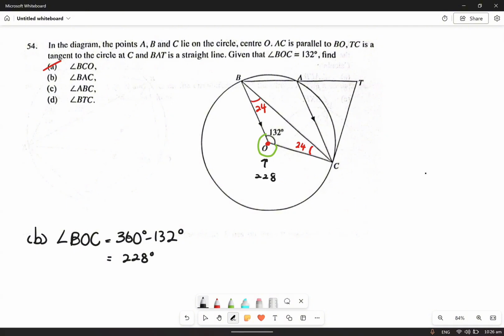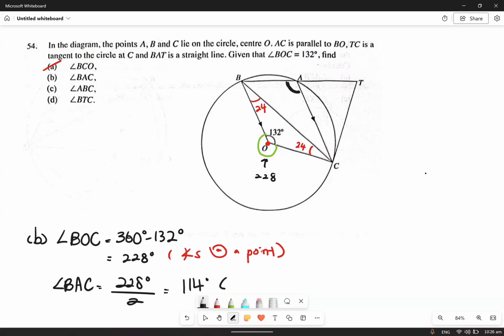What we want to do is find out what this part over here is, which is what the question wants us to find, BAC. Make sense? 228 degrees, you divide by 2. Oh, wait, before I go on, can I just write this as angles at a point? Do you agree or disagree? When I do 228 divided by 2, I get 114 degrees. What is that 114 degrees? That part is called angle at center. Angle at center is 2 times angle at circumference. Do you understand or don't understand?